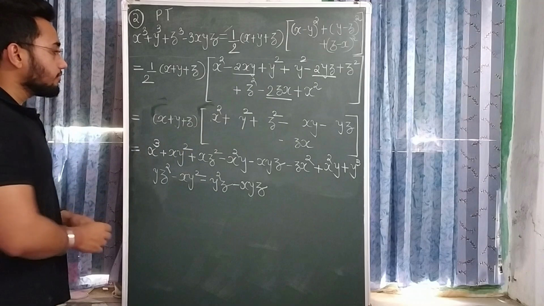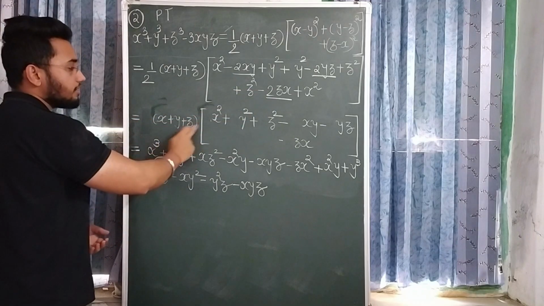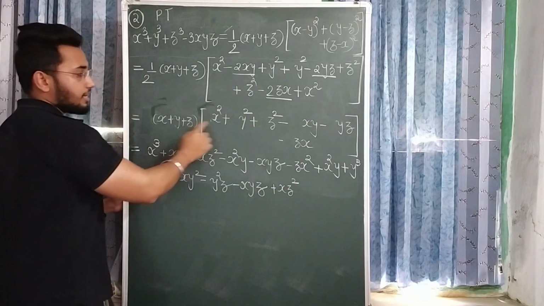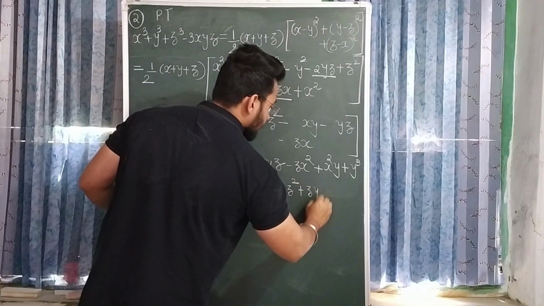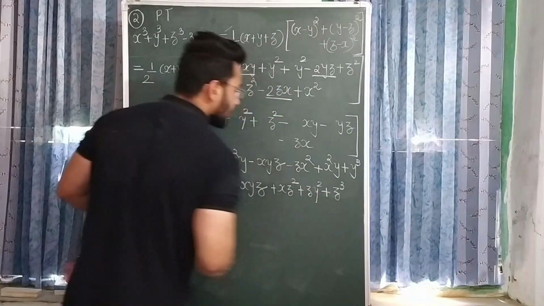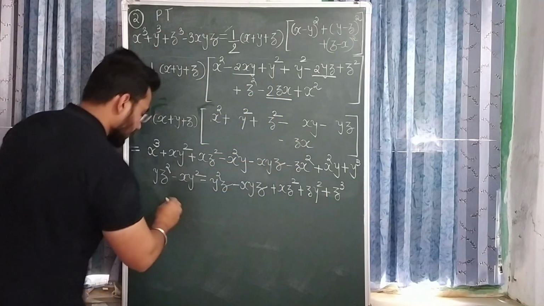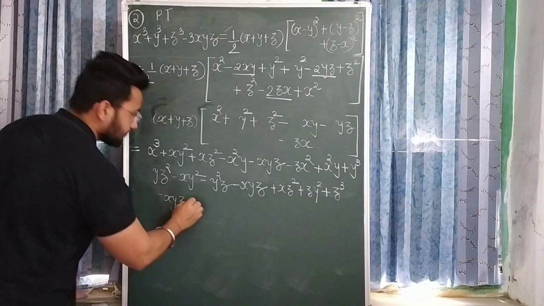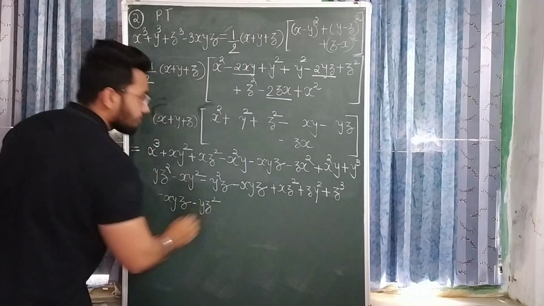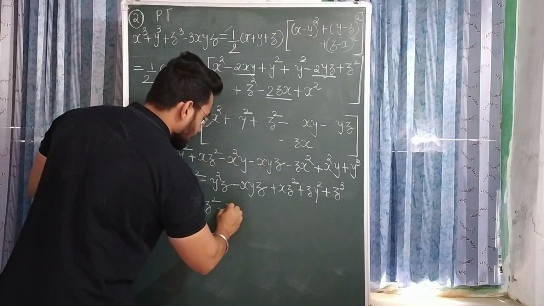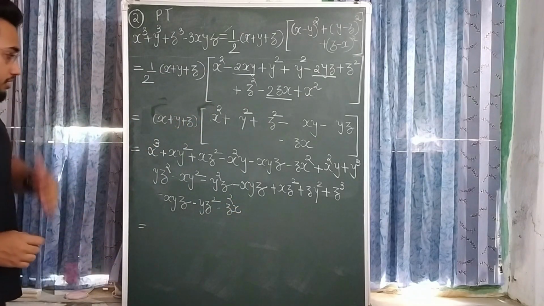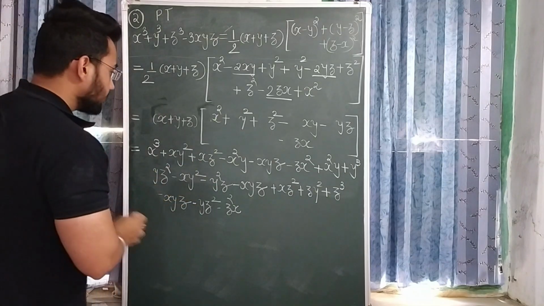Now it's time of z. z will multiply with all the terms. z into x square, x square z, z into y square, zy square, and z into z square, it will become z cube. z into minus xy, minus xyz, z into minus yz, minus yz square, and z into zx, minus z square x. So here we have so many terms, so here a lot of terms will be cancelled out.